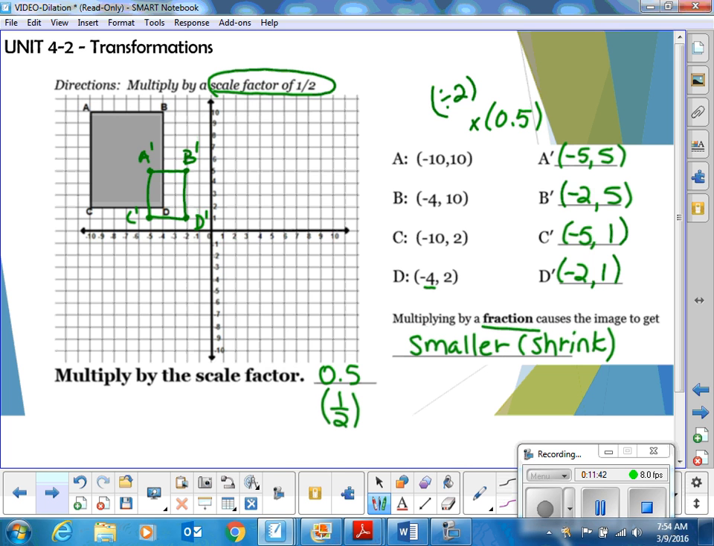Okay, and that is all of our notes in a nutshell. Just remember, if I'm multiplying by a whole number, like a 2, a 3, a 4, the shape's going to get a lot bigger. If I'm multiplying by a scale factor that is less than 1, like a half or a fourth or even a fifth, which is really small, you can simply take the number and divide it in your calculator by the decimal, and it's going to make the shape shrink.